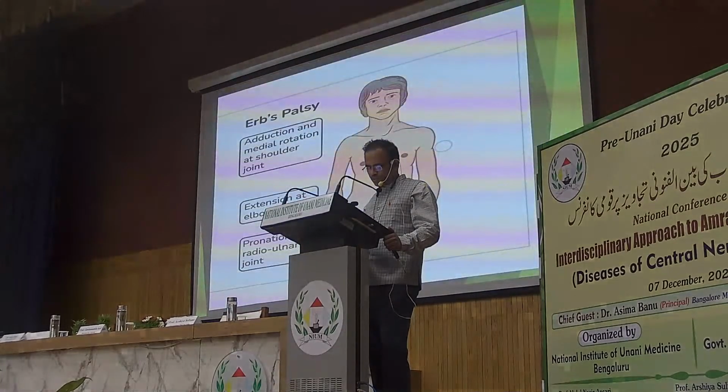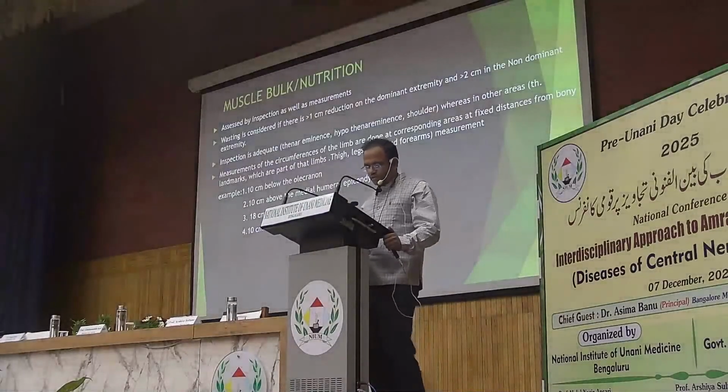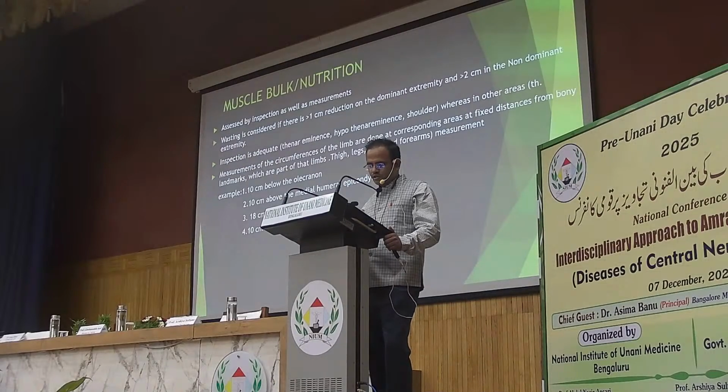This is how Erb's palsy looks: adduction and medial rotation at the shoulder, extension at the elbow joint, and pronation at the radio-ulnar joint usually goes in favor of Erb's palsy, C5, C6, which usually happens during birth. Examination of muscle bulk and nutrition can be done by both inspection and measurements. The wasting is considered positive if there is a 1 centimeter reduction in the dominant extremity, or more than 2 centimeters in the non-dominant extremity.